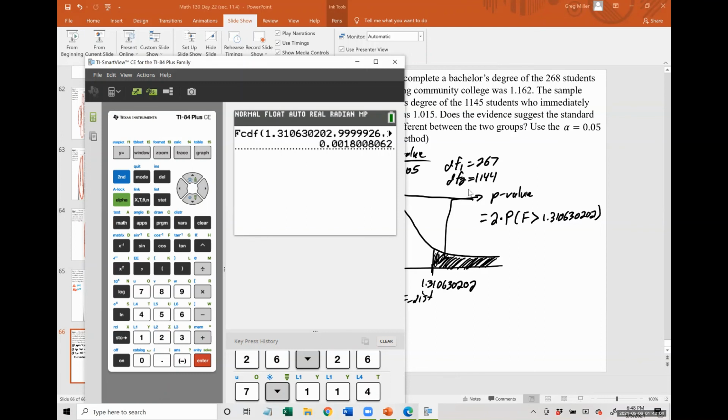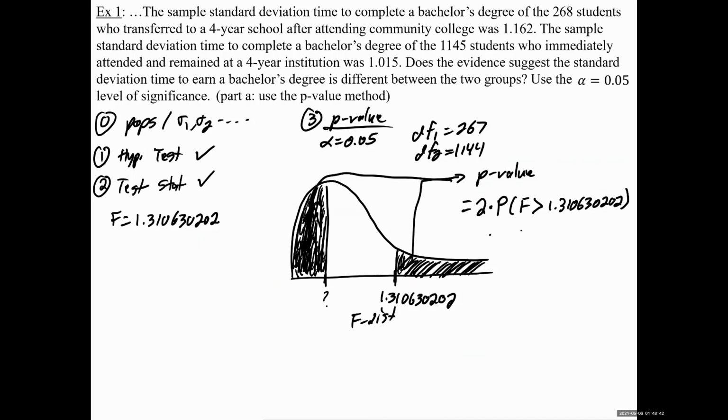That is not the p-value. That right there is the area for just the right tail. But the left tail area is the same as that. So if we had the left tail and the right tail, it's like multiplying this answer by 2. And that's the p-value, 0.0036. Okay, so the answer is 0.0036.